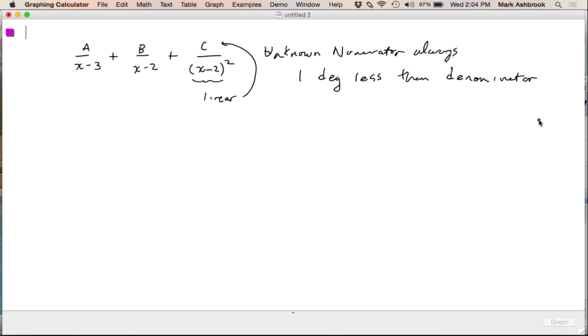So let's see a different one. All the ones we've seen so far have been like this, where we had linear terms or powers of linear terms, which are still considered linear. So we need a new example here. We'll do 10 over x cubed plus 4x.